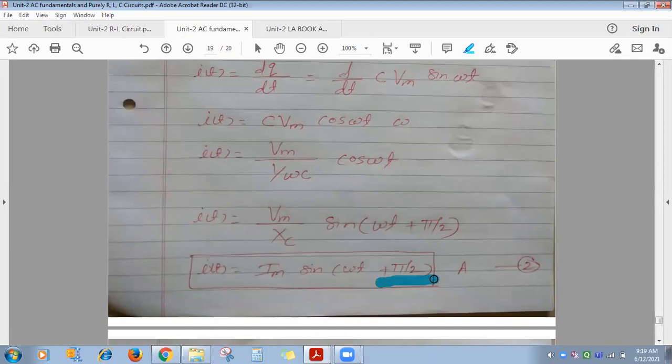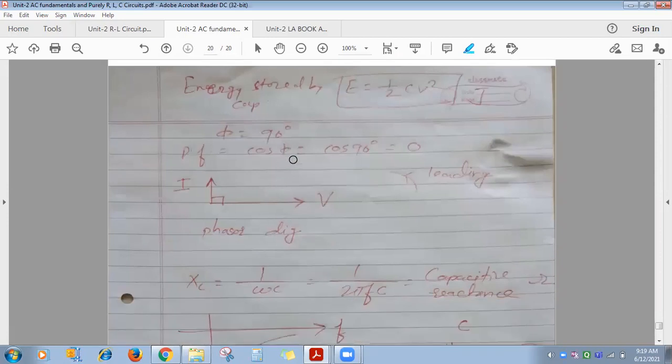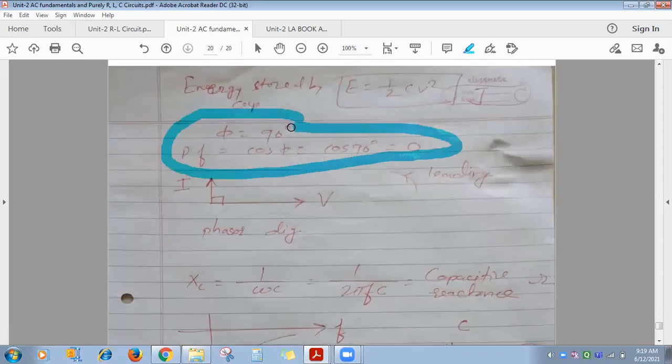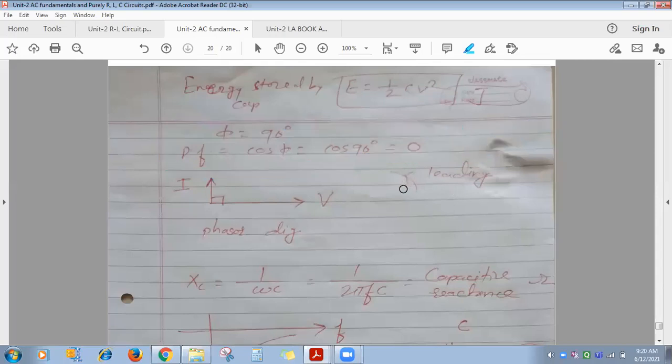So plus pi by 2 means current leads voltage by how much angle? 90 degree. So the phase difference between voltage and current is how much? 90 degree. So the power factor for a capacitor is 0. Correct. So current leads voltage by 90 degree.